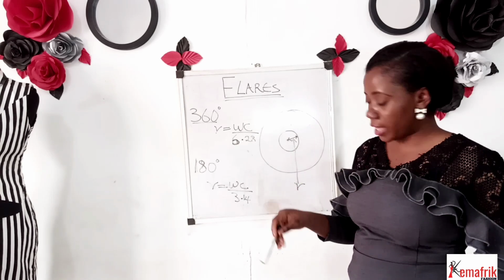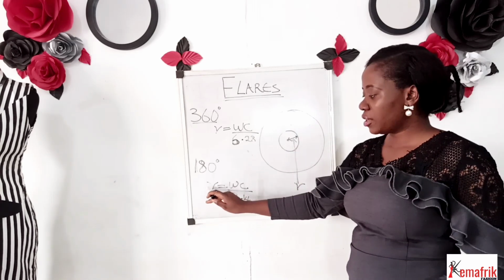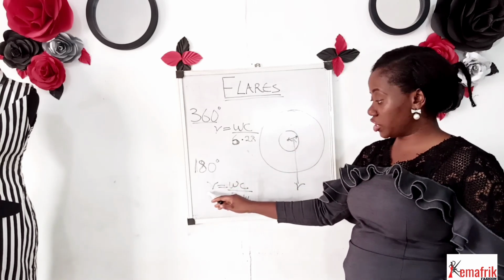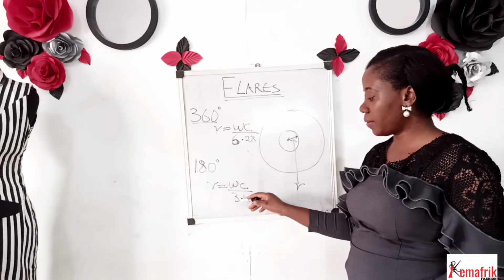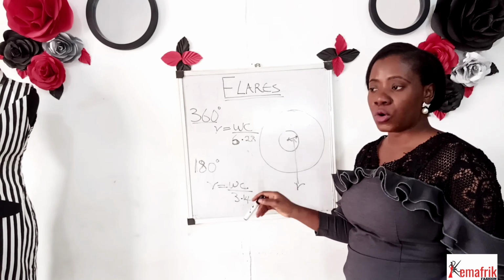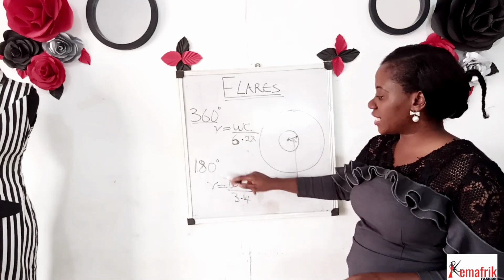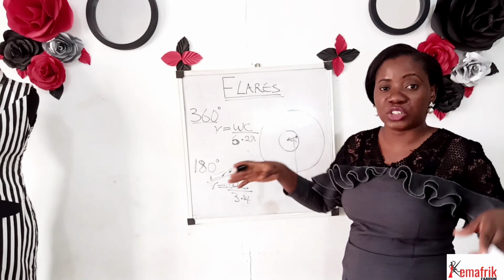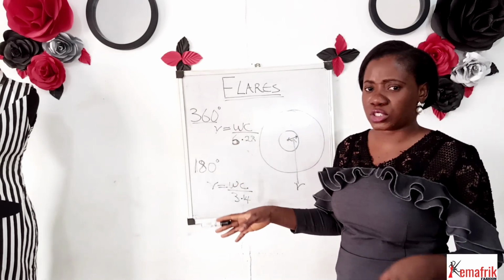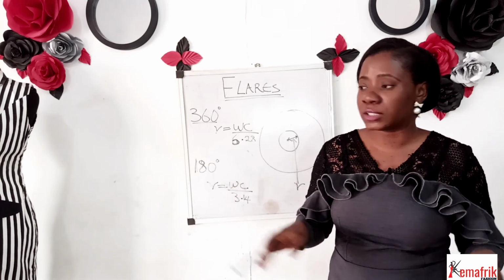So r, which is the radius, will be equal to the waist circumference divided by 6.28, and that's it. Okay, so for a 180 degree flare, the formula you'll be using to get your radius, r, is the waist circumference divided by 3.14. That way you still get the same length as you would have gotten with the 360 degree flare, just that the degree of fullness will be different.